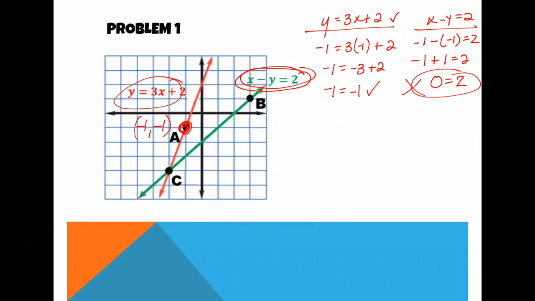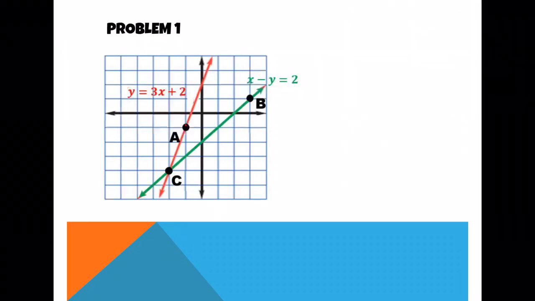I'd like you to take a moment and identify the ordered pair at point B, and then I would like you to algebraically show that it is in fact a solution to the equation x minus y equals 2 by substituting in the x, y values, and then I'd like you to show me that it is not a solution to the line y equals 3x plus 2. So pause the video and do that work, and then come back and check out your answer. Okay, let's see how you did.